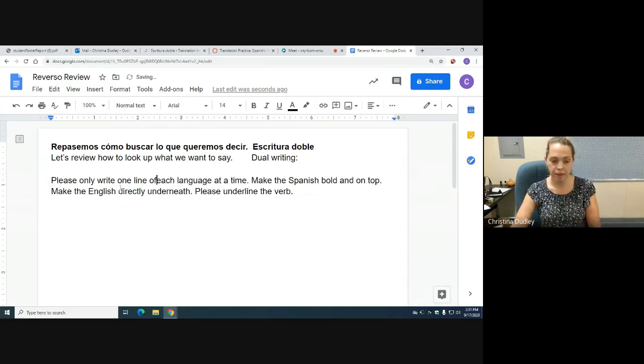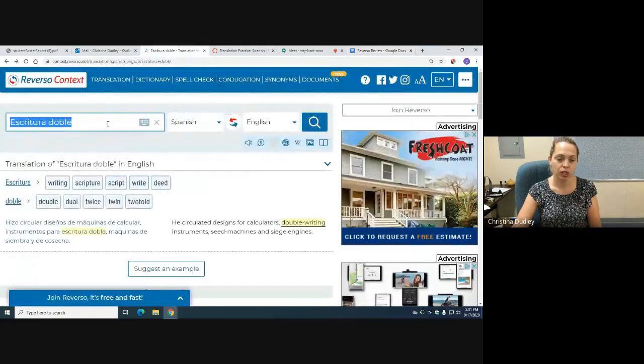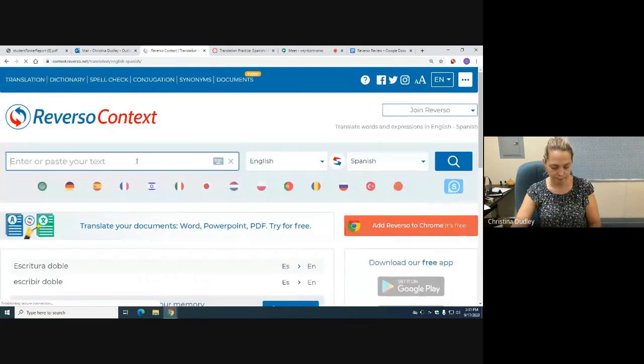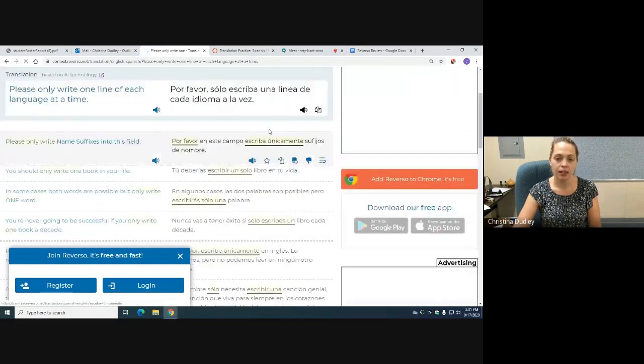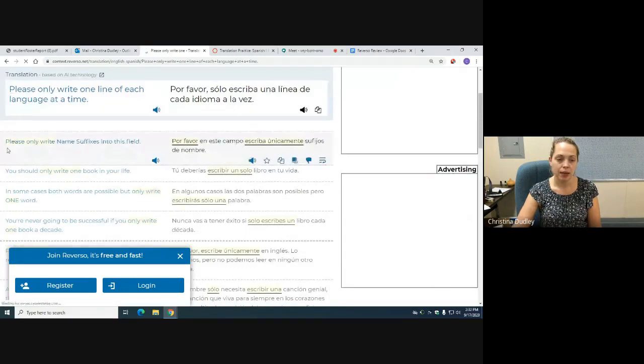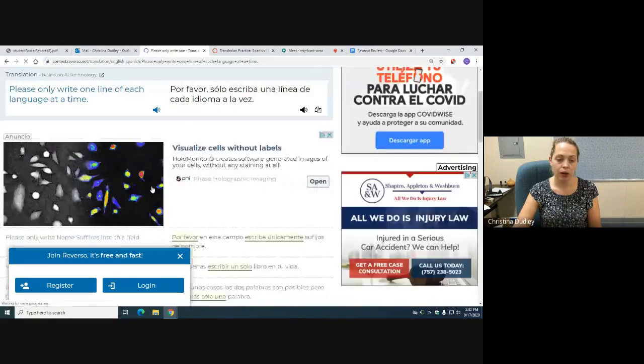Okay, so my next sentence is, please only write one line of each language at a time. I'm going to take that one, go over here to my escritura doble, to my reverso. I need to clear out that Spanish, put this back. Okay, there we have it. Please only write one line of each language at a time. Por favor, sola escriba. Okay, una línea. So it's giving me, please only write one, only write.